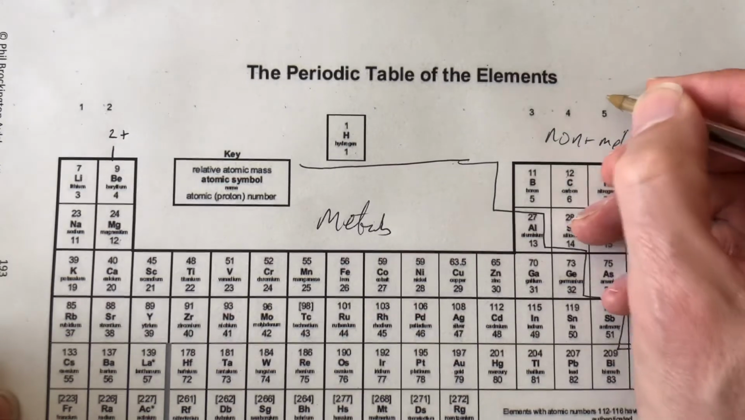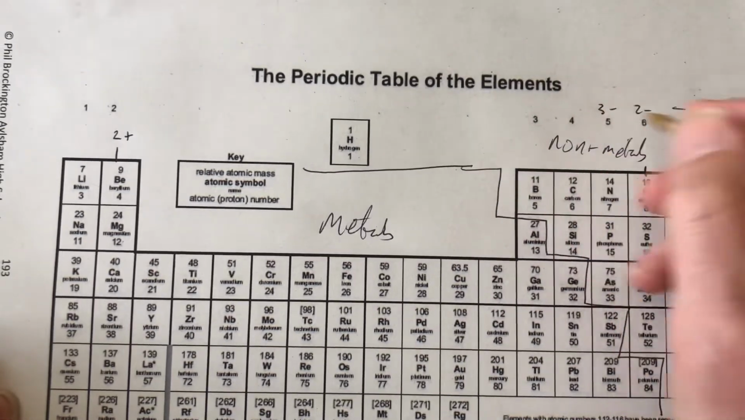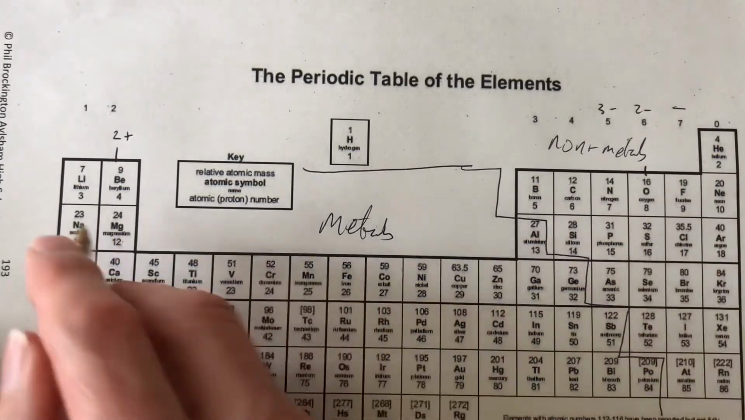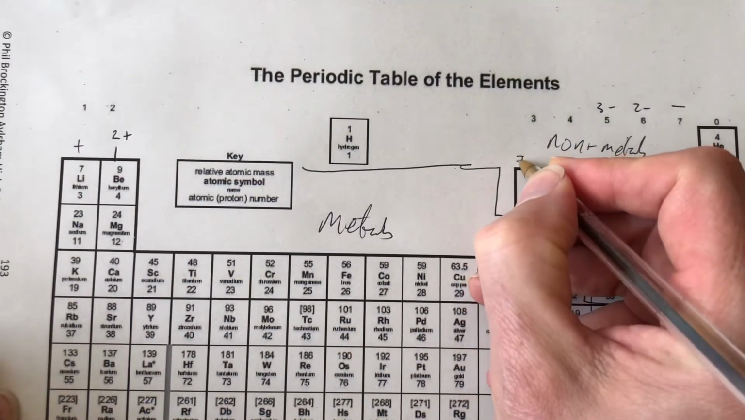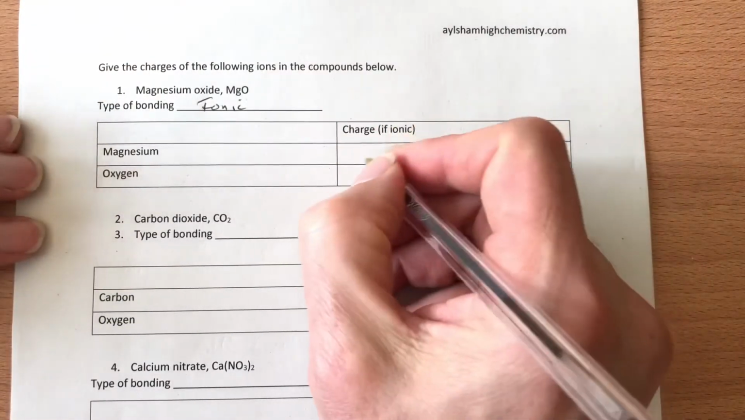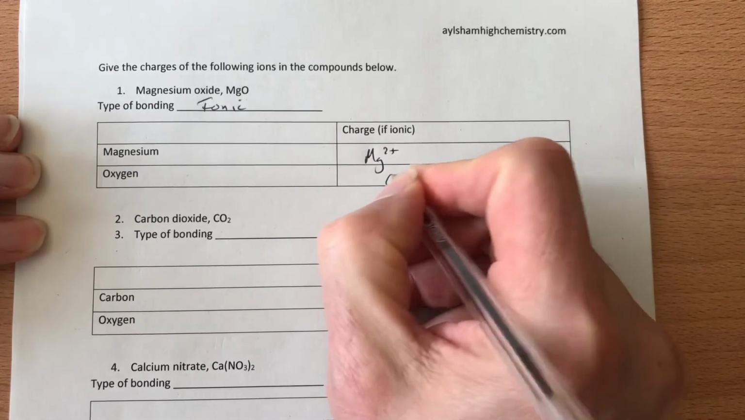Group 7, 1 negative, group 5, 3 negative, so the periodic table tells us the charges on the ions. Group 1, 1 positive, group 2, 2 positives, we've already said, group 3, 3 positive. Okay, so the periodic table helps us. So that's going to be Mg2+ and O2-.